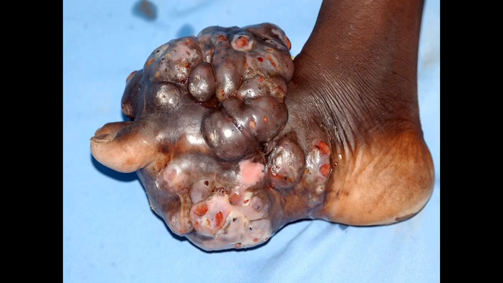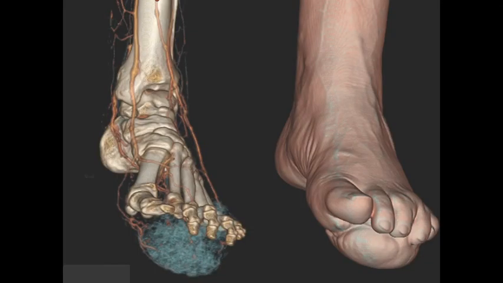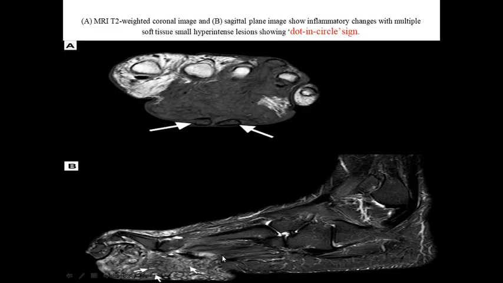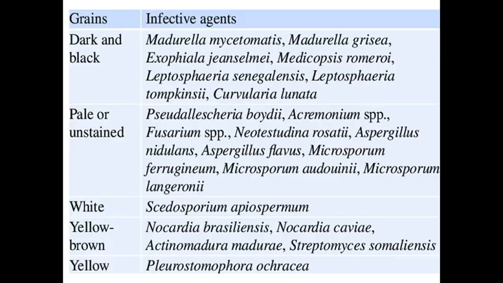Then you can see another picture, a large tumor-like growth with discharging sinuses. Again, the whole of the foot is distorted and there is total loss of the shape of the foot, and it must be very difficult for this patient to walk. And then this is another picture of mycetoma. In this picture we can see in the vessels and this lesion where the fungal wall can be demonstrated, fungal element can be demonstrated in MRI. And as I was talking earlier also, we have specific signs on MRI. This is known as the dot in circle sign, which is commonly seen in eumycetoma. We can see there is a circle, and at the center there is a dot, that is the fungal element involving the sole.